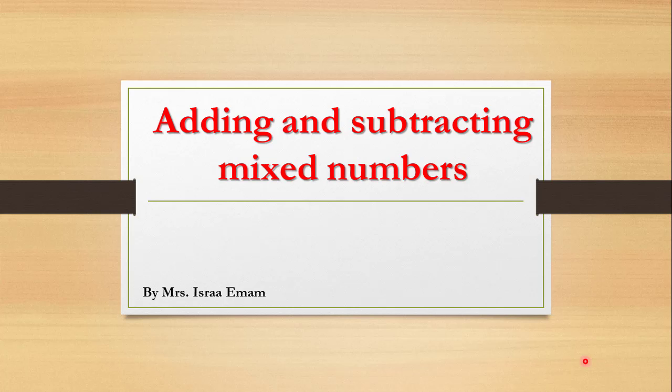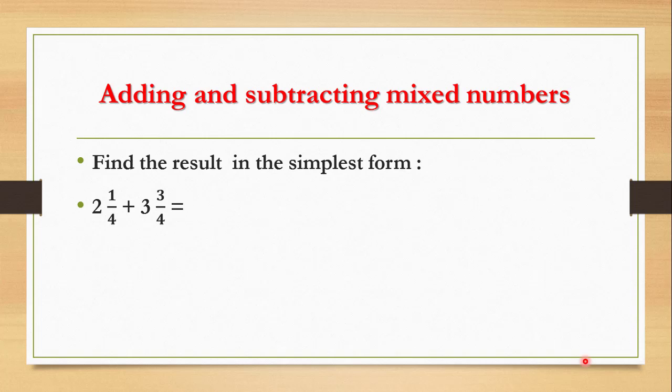Okay, we studied before how to add and subtract fractions, like and unlike fractions. Today we want to know how to add and subtract mixed numbers. We said before that a mixed number consists of a whole number and a proper fraction. For example, here we have: find the result in the simplest form. 2 and 1 over 4 plus 3 and 3 over 4.